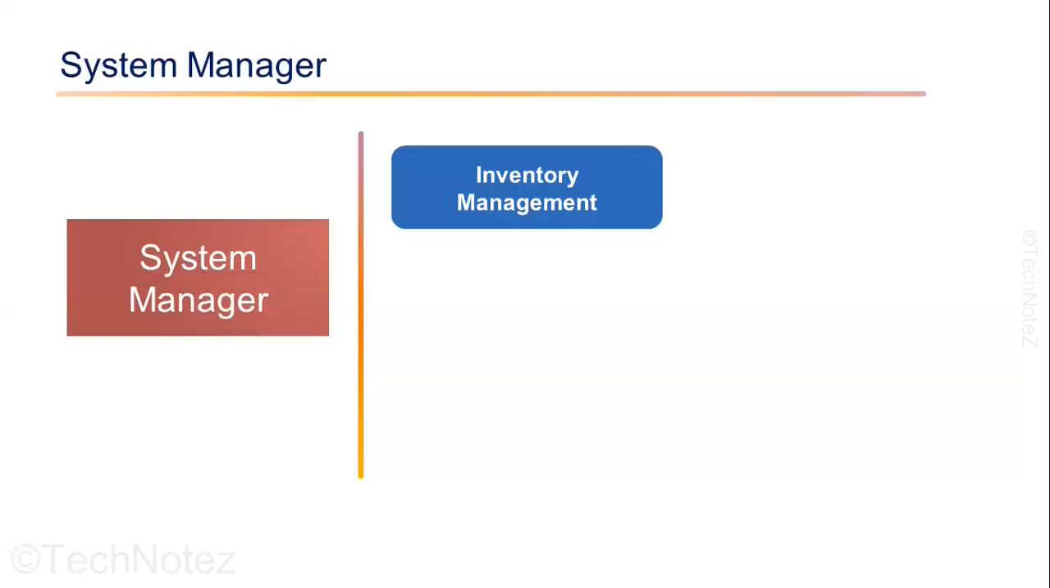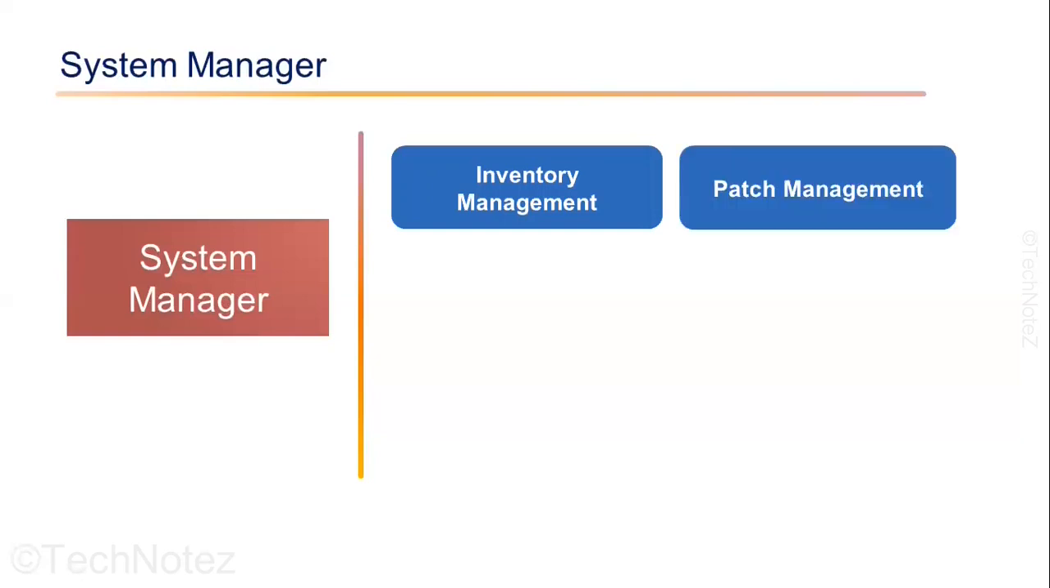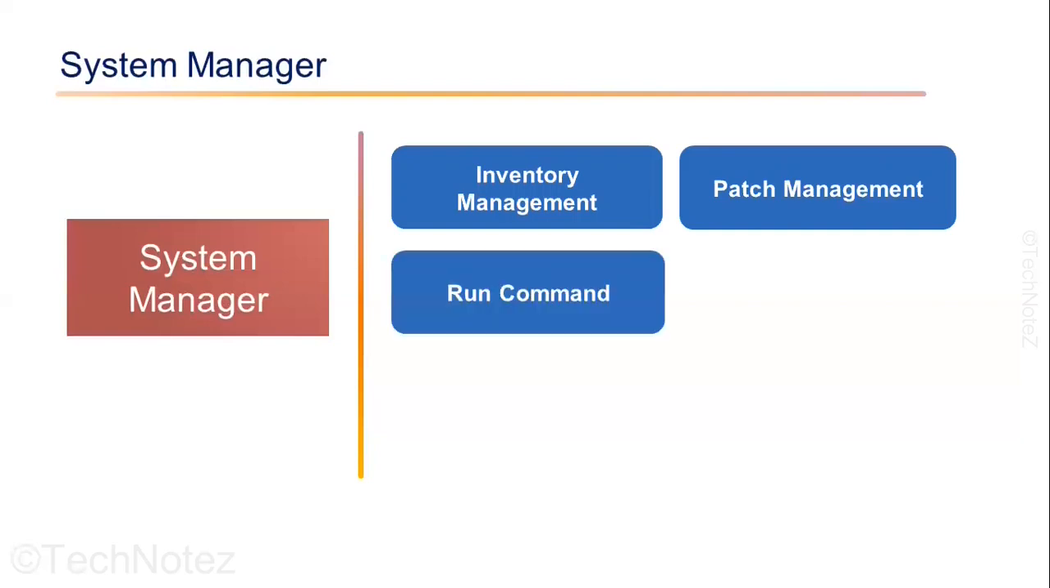System Manager helps you in inventory management, collects the metadata about your AWS resources, software, and operating system. Patch management. System Manager helps you to automate the process of patching your EC2 instances, on-prem instances, and other supported AWS resources. Run command. System Manager enables you to remotely execute the commands on your instances, including Linux and Windows machines.